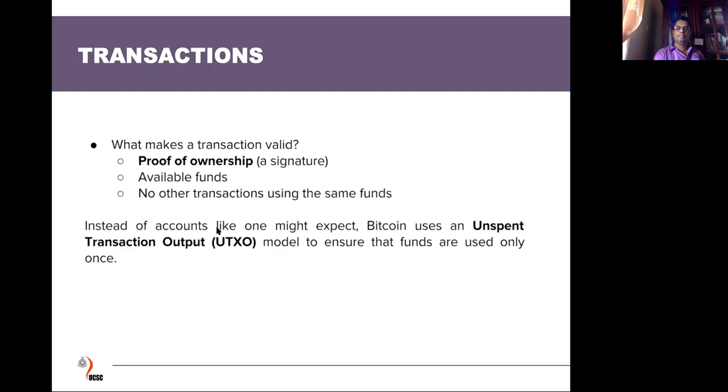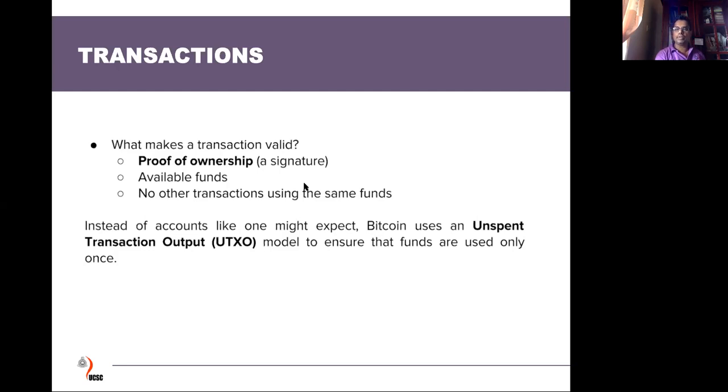People can claim ownership of the address using the signatures. If you want to claim your funds, you should have your private key. So if someone else has taken your private key, he has taken all of your money. That is the biggest disadvantage of Bitcoin.